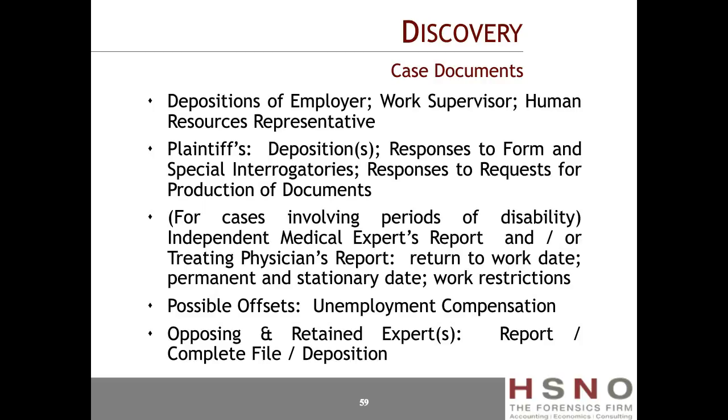Sometimes unemployment compensation can be offset, so I put that in my report, but I don't necessarily deduct it from the loss. If the finder of fact chooses to deduct unemployment compensation, the number is right there. And then you want to obtain the opposing and retained experts' report, complete file and deposition.